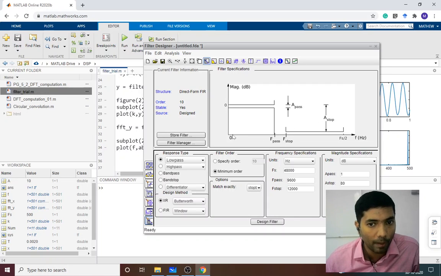So there are two bands. One is the pass band, which passes the frequency, and there is another band which is the stop band. In the pass band, the frequency will be passed through, and in the stop band, the frequency will be attenuated. So F pass is the pass band frequency, F stop is the stop band frequency, A pass is the pass band attenuation, and A stop is the stop band attenuation. So we need to define these things.